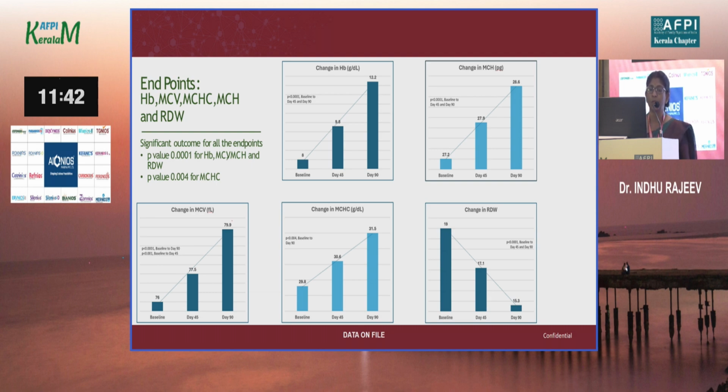You can see the hemoglobin level from baseline from 8 to 12.2 by 90 days. If you see the MCV, from baseline 76 to 79.9, MCHC from 29.8 to 31.5 over the 90-day trial. Change in MCH from 27.3 to 28.6. And the red cell distribution width came down from 19 to 15.3. Normal is less than 15.3. So the p-value was also significant for every value.